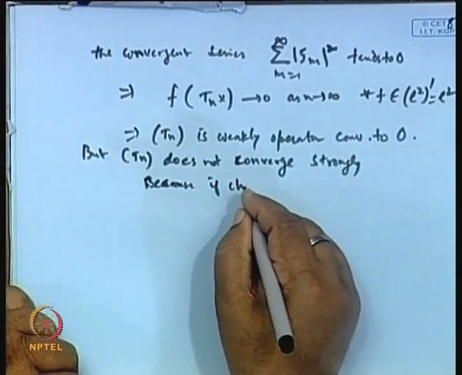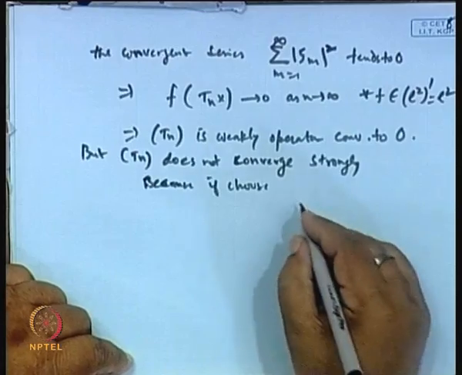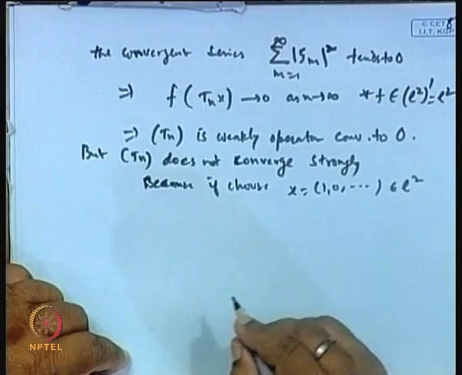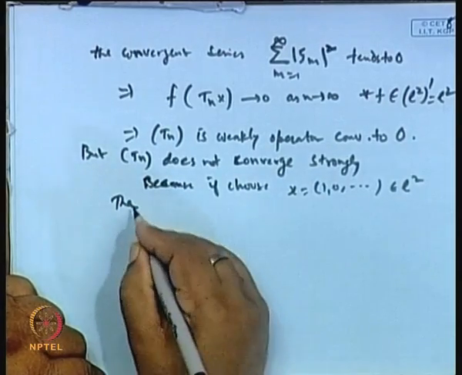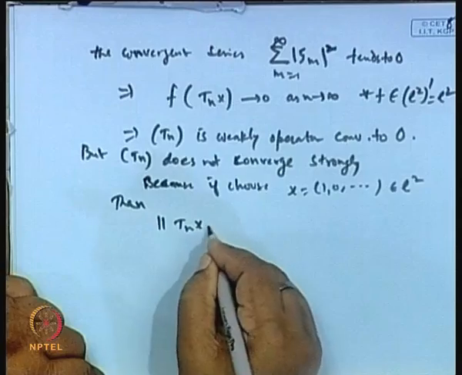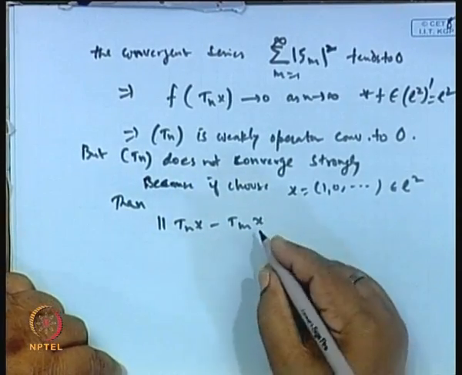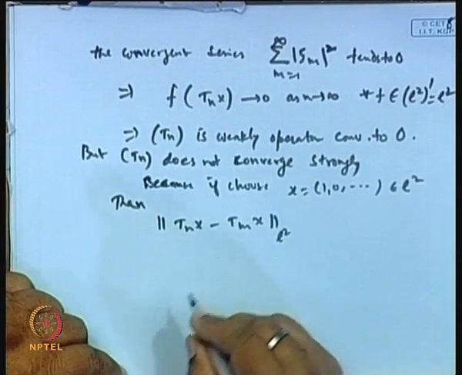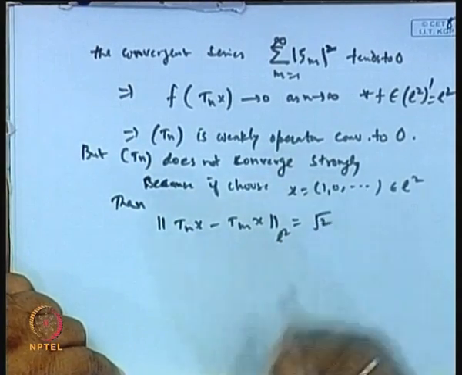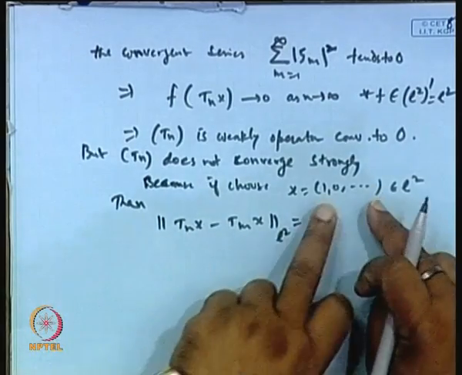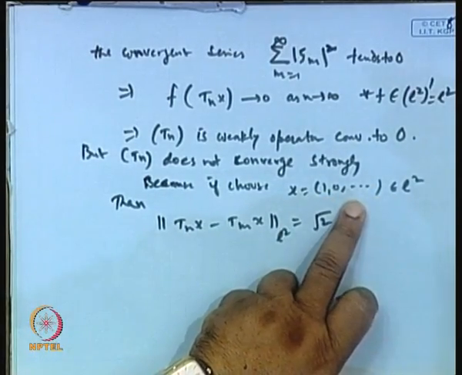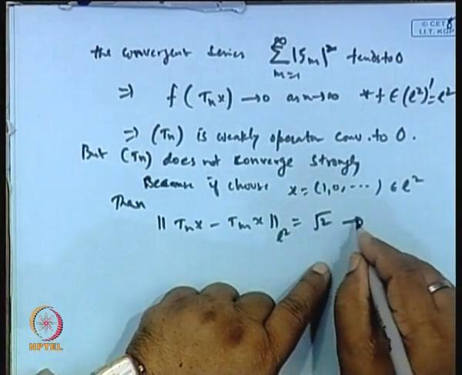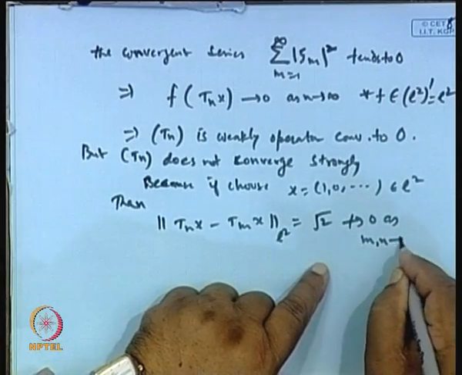if we choose x to be (1, 0, 0, 0, ...), which is in L2, then what is the norm of T_n x minus T_m x? This is the norm in L2. So what is it? Is it not root 2? Because this difference will be (1, 1) somewhere, is it not? So it will go to root 2, and does not tend to 0 as m, n go to infinity.